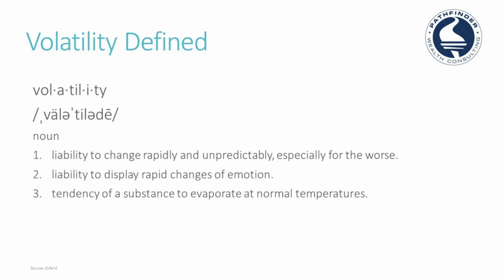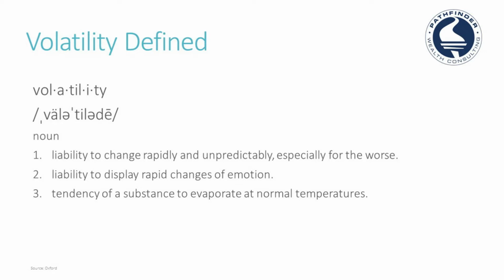So volatility can be upside volatility too, but for the most part, when we think of volatility, we think of the negative or the downside with that definition. Number two is also not as relative to the stocks that we'll talk about today, but liability to display rapid changes of emotion. Now that's volatility from a personal side, which sometimes stock market volatility can cause. So that was interesting to have in there.